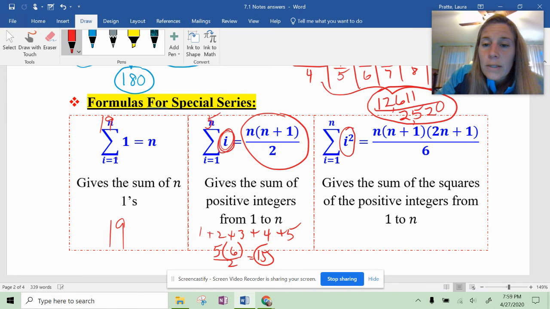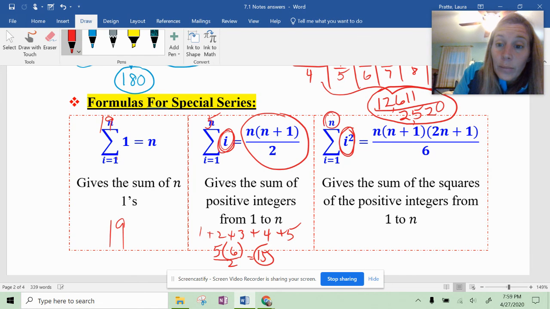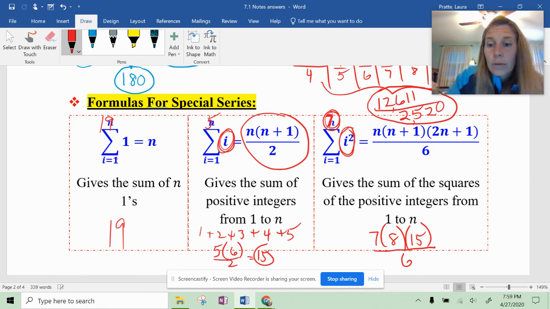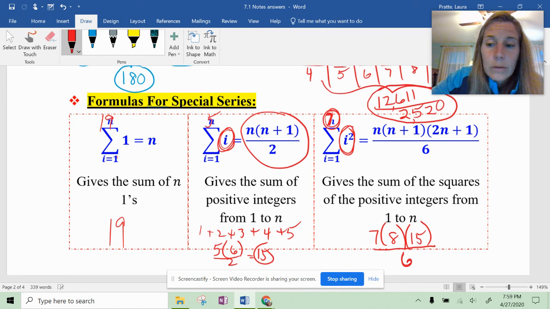The last one is when you have just a single variable squared. If you're going from 1 to 5, you could just do 1 squared, 2 squared, 3 squared, 4 squared, 5 squared, and add them up. But what if you were trying to go to 31? You don't want to sit there and do all of those numbers and add them up. So instead, you take the top number, assuming you're going from 1 to that number. Let's say it's 7. You would do 7 times 7 plus 1, which is 8, times 2 times 7, 14 plus 1, which is 15. And then you would divide it by 6. That's how you would get the answer without writing a list of a million numbers.